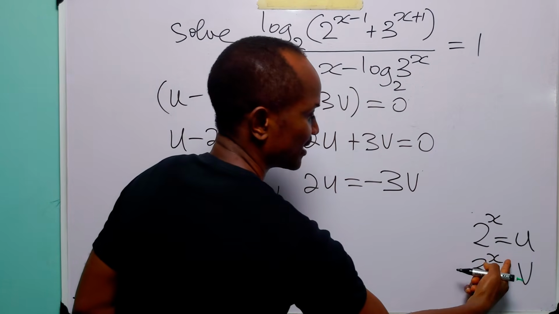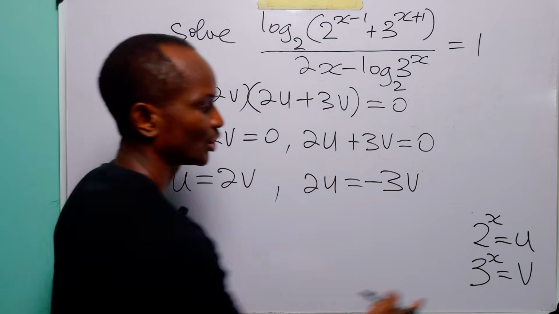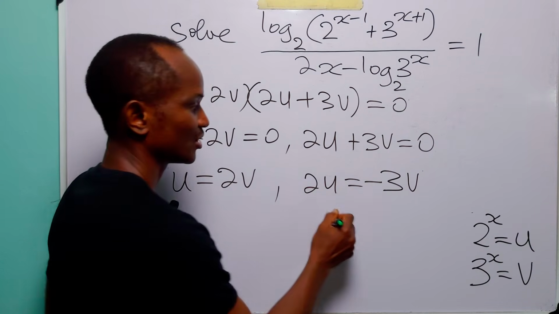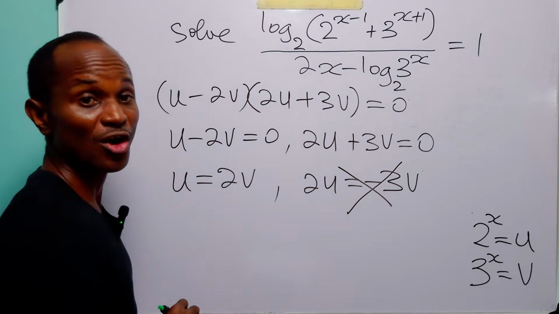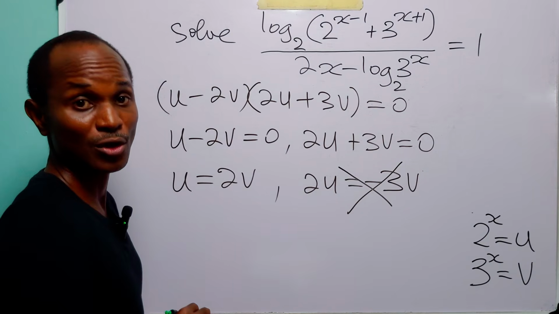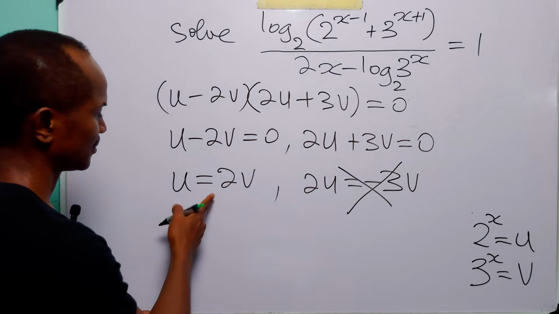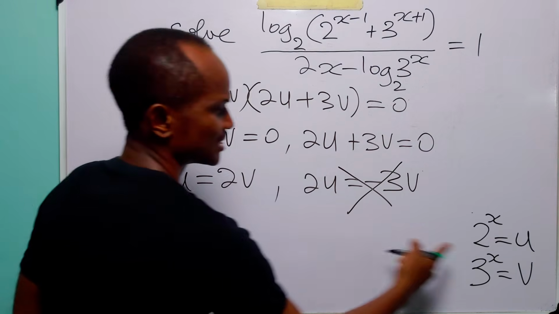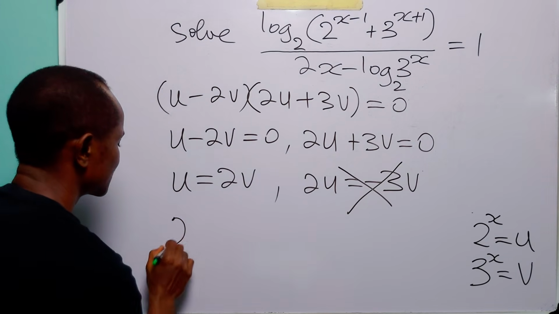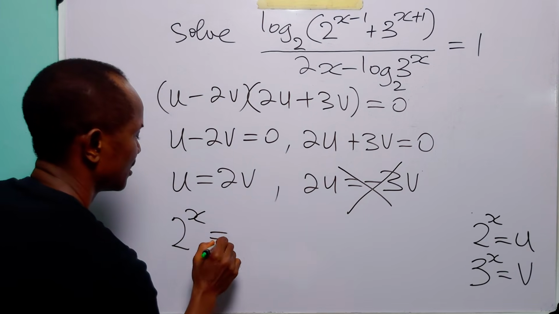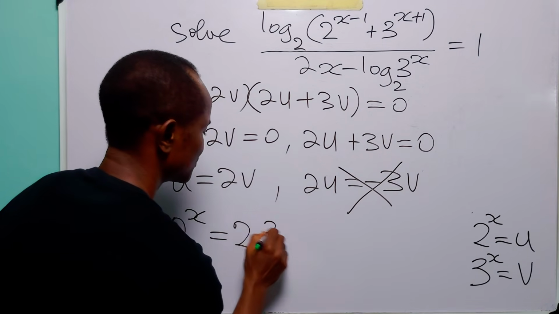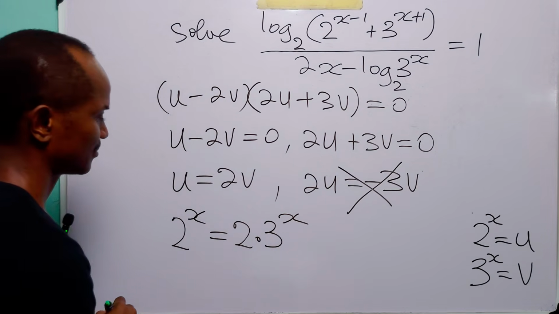Now let us look at this. For all real values of x, u and v can never be negative. So this equation is of no use to us in solving this logarithmic equation. So this is what we are going to use. Now we know that u is equal to what? 2 to the power x. And we know that v is equal to 3 to the power x.